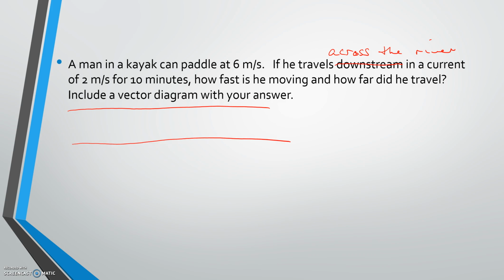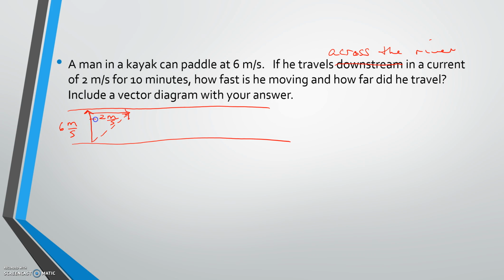Here's our river. This time the man's going to travel across the river. So that means he's going to travel like this at 6 meters per second. The current is going downstream at 2 meters per second. We want to find out how fast he was traveling. So this time we're looking at a right triangle.